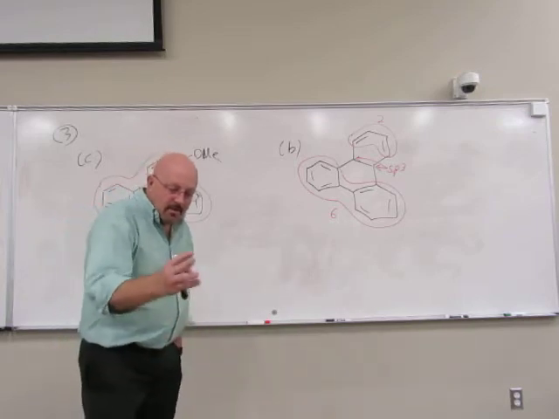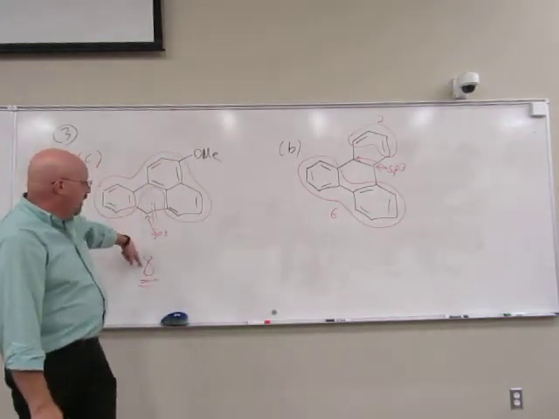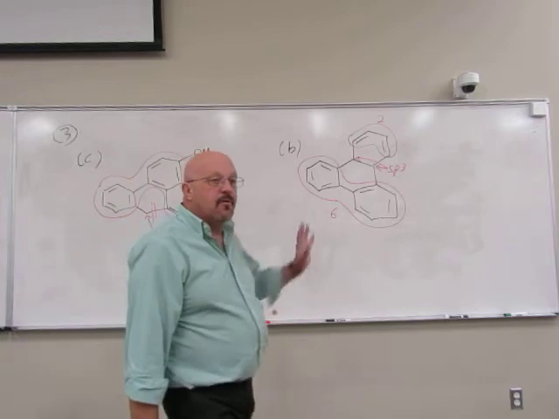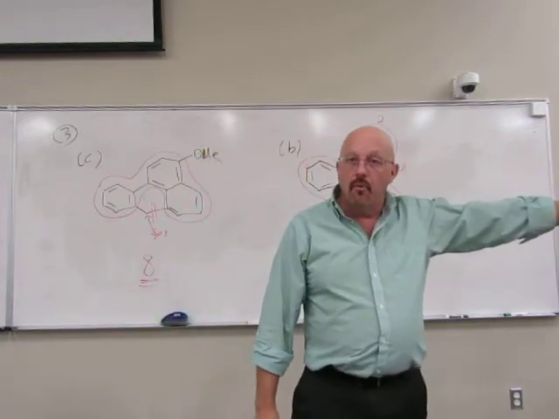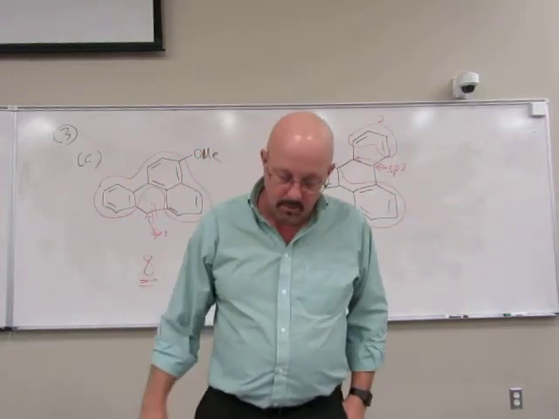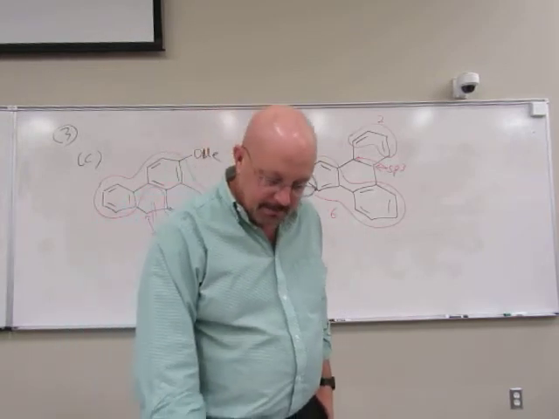So the one that has the most conjugation was C here. It's got 8 double bonds that are conjugated. It will absorb light at the longest wavelength. Questions on that?